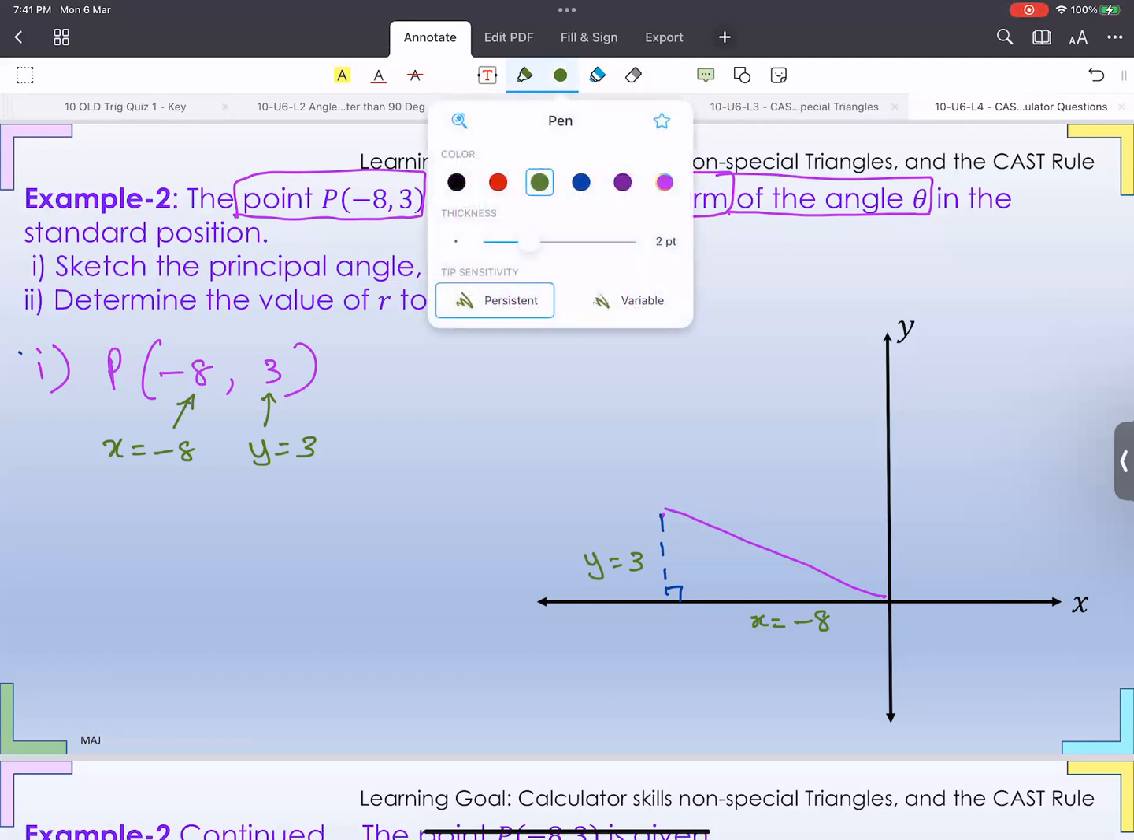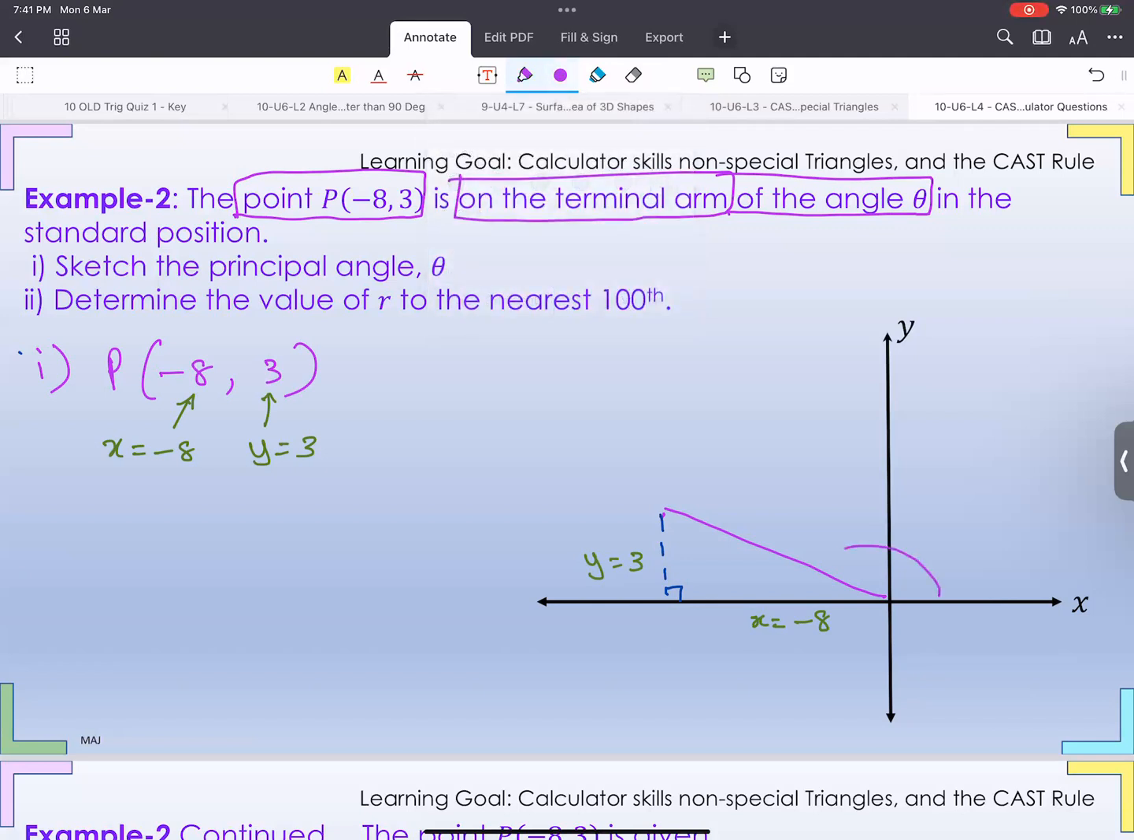Okay, oh, well, they only wanted us to sketch the principal angle. So there we go. That's the principal angle. Okay, and this is the point P(-8, 3). We actually didn't even need to draw all this part. None of this was necessary. They just wanted us to draw the principal angle theta. And so all you need to do is figure out which quadrant and sketch the principal arm. Determine the value of r to the nearest hundredth.